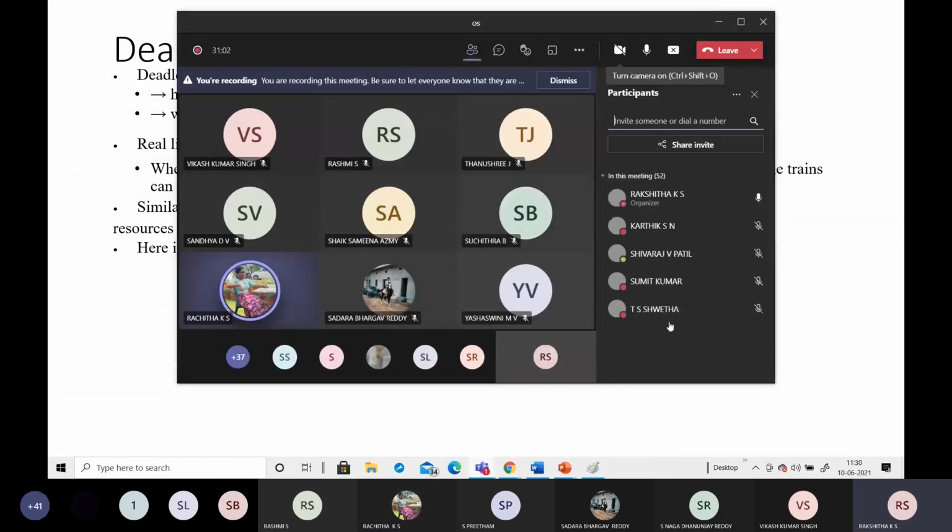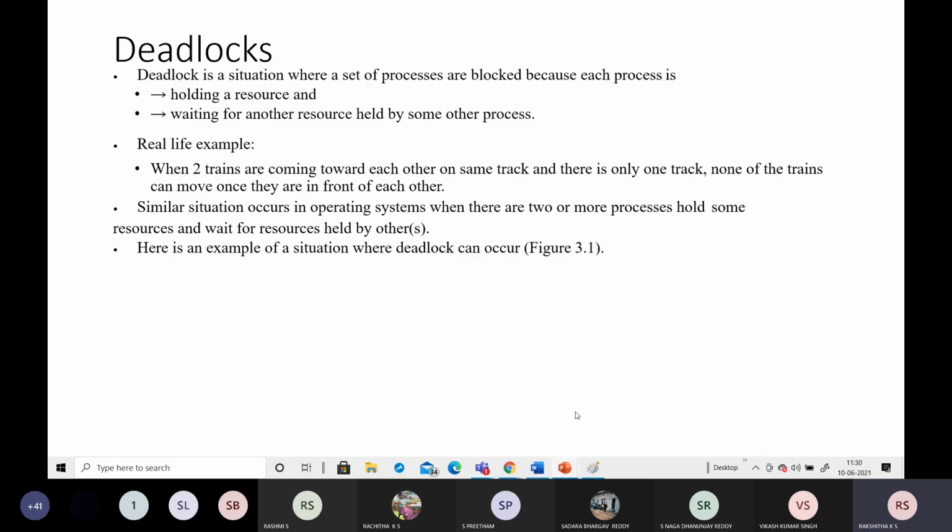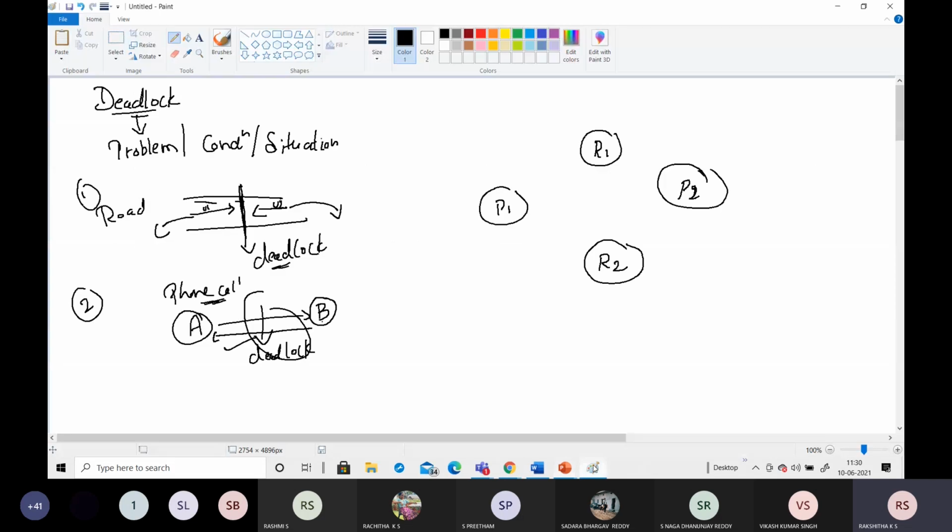Yes, ma'am. Take down the definition. It is a problem, a condition or situation when two processes sharing the same resource.